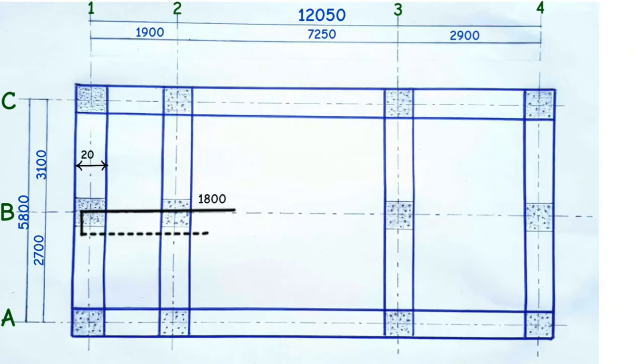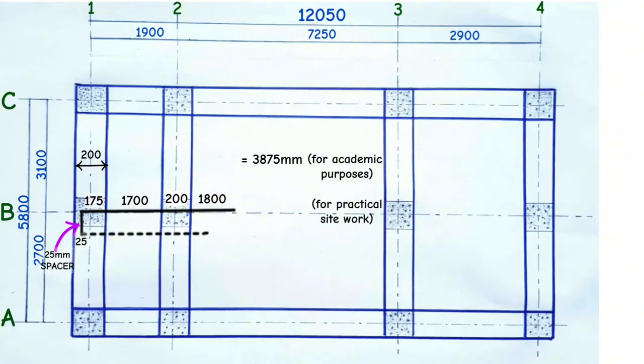Since the wall is 200mm, when you deduct 25mm concrete cover on the other side of the wall, this side of the wall remains as 175mm. This is 175mm. Add 1.7 meters internal surface distance, then add 200mm wall thickness here, and then add 1.8 meters to get 3 meters 875mm. For academic purposes or for the sake of passing exams, we take this figure as 3 meters 875mm, and when doing practical work on site, we take this as 3.9 meters to ease cutting.